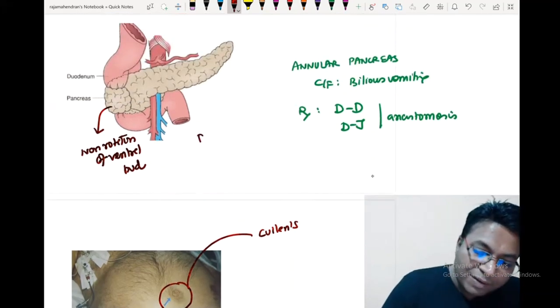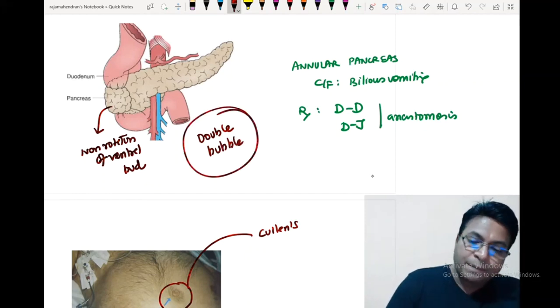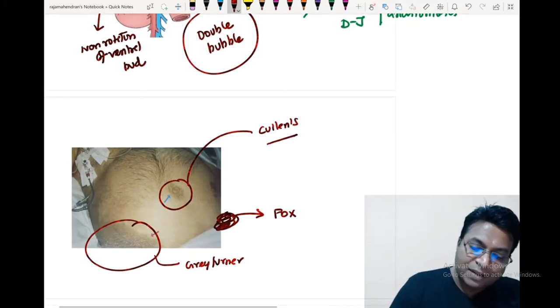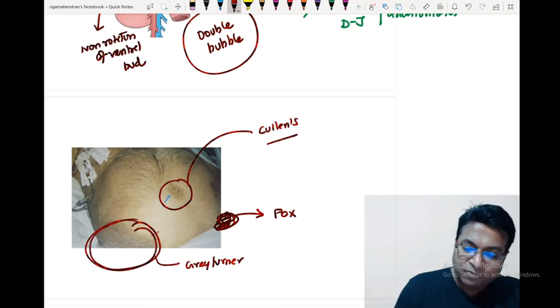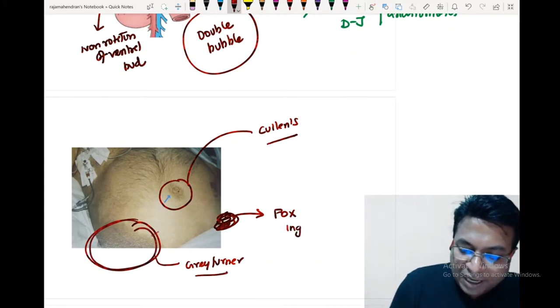Yes, these guys also have a double bubble. Annular pancreas patients also will have double bubble. That is true. So Cullen sign for umbilicus, Gray Turner for flank, and Fox for inguinal ecchymosis.